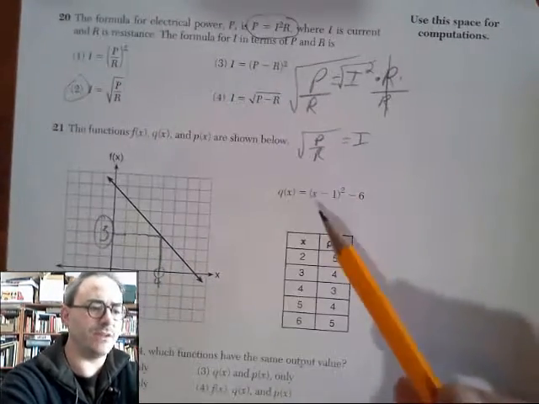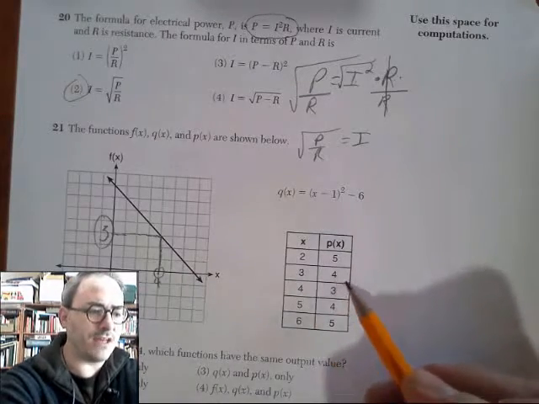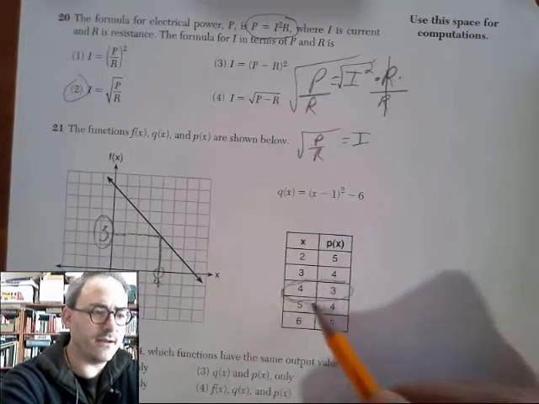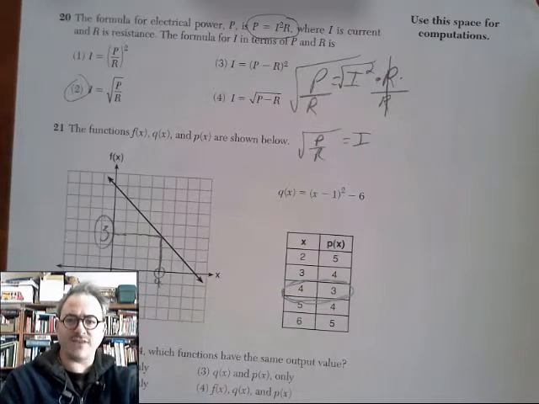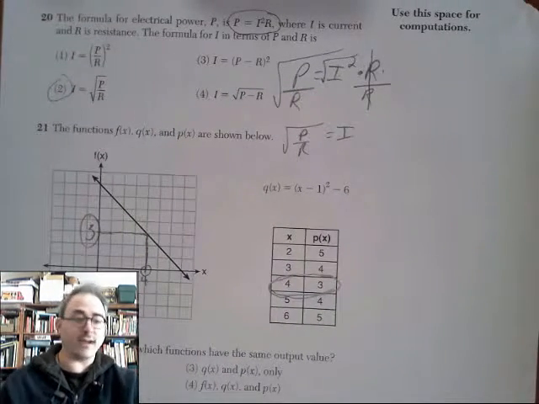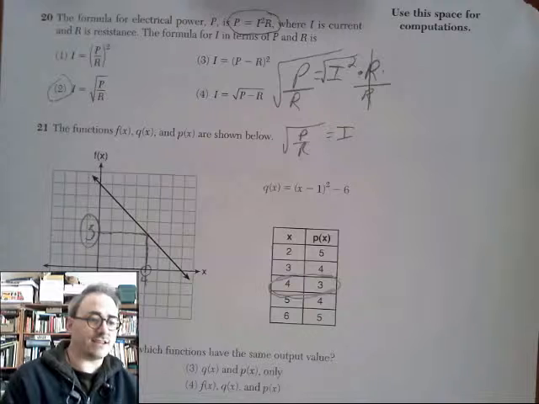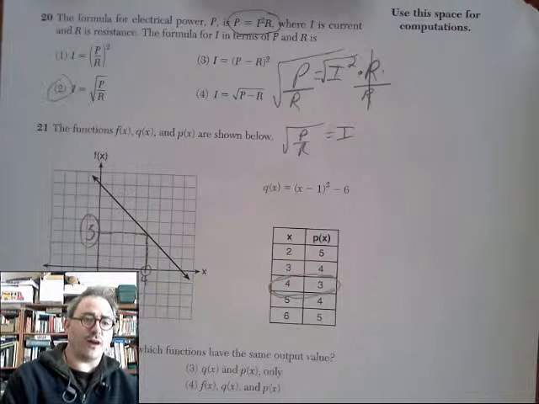Let's see. Tables are real easy to do this with. When my input value is 4, my y value, my p of x value, my output is 3. Oh, okay. Well, functions f of x and q of x are going to cross at this point here.